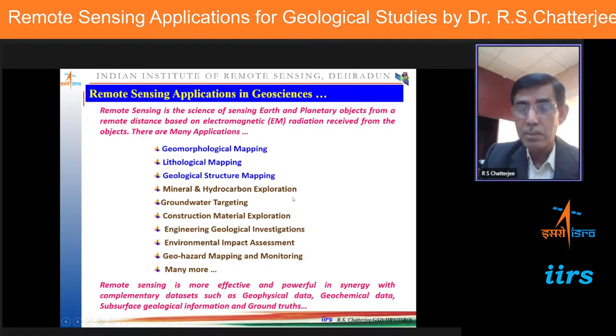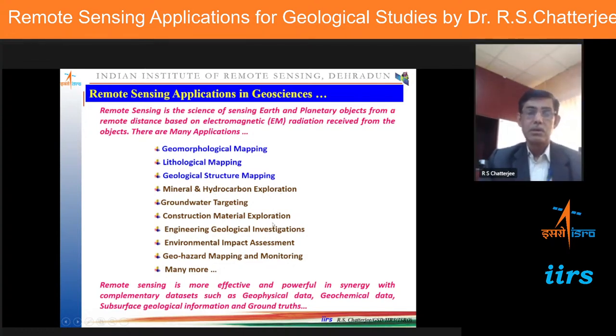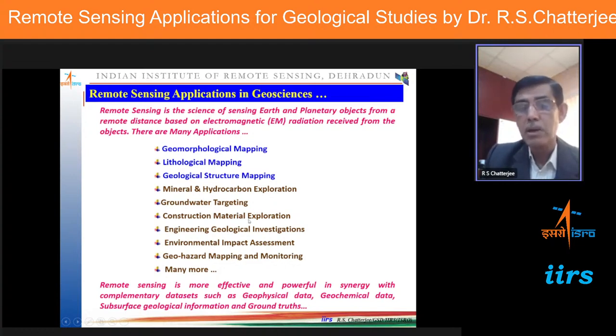But there are many applications, those are focused and derivative applications, and those are very, very important, like mineral and hydrocarbon exploration, then groundwater targeting, construction material, like your marble, like your granites, like your sand, and then your stone chips, then the limestone, which is used for cement, then engineering geological investigations, like your hydropower plants, like tunneling, then environmental impact assessment, for example, of a big open cast mine.